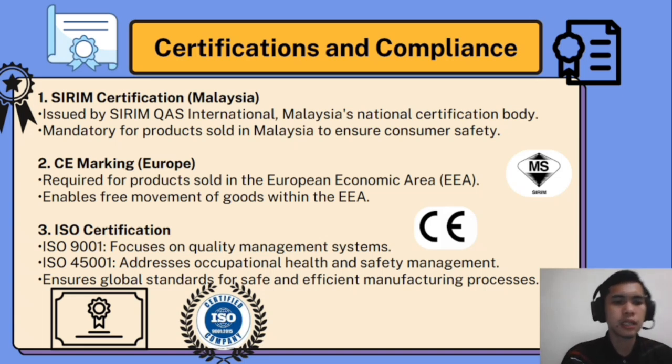Okay, next is ISO certification. Okay, we have this ISO certification. First is the ISO 9001. It focuses on quality management system. And ISO 45001 addresses occupational health and safety management. This ensures global standard for safe and efficient manufacturing process. So that is about the global standard, or we can say ISO certification.